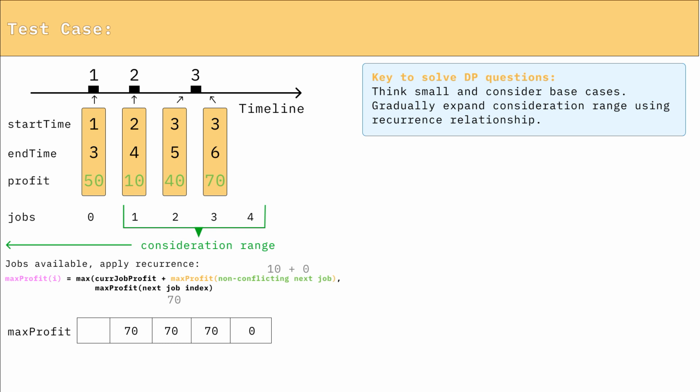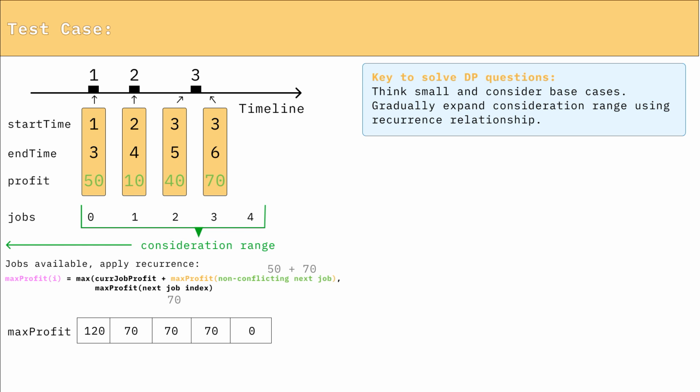We will now expand our consideration range further. If we add the job at index 1 to our consideration range, and we take this job, then we're not allowed to take the job at index 2 or index 3 because this will cause a time conflict. Or we can choose to skip the job at index 1 so that we can gain the max profit starting at the next job index, which is 2. Therefore, we take the higher one, which is 70, and place it into index 1 of our max profit array.